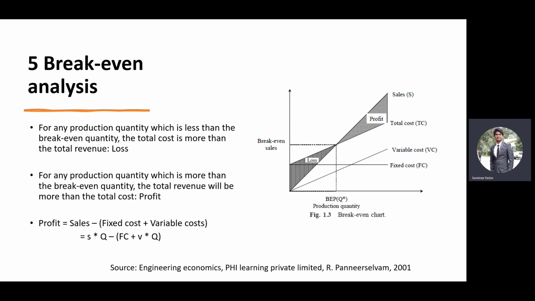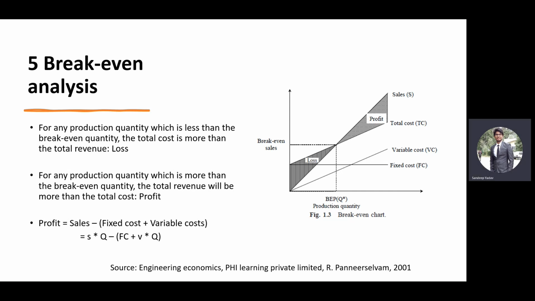Now let's see this graph. The linear plots of the above two quantities are shown in figure 1.3. The intersection of the total sales revenue line and the total cost line is called the break even point, and the corresponding volume of production on the x-axis is known as the break-even sales quantity. At the intersection point, the total cost is equal to the total revenue, and at this point the company will not make any profit, but simultaneously it will not make any loss.